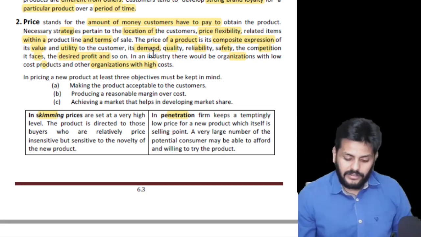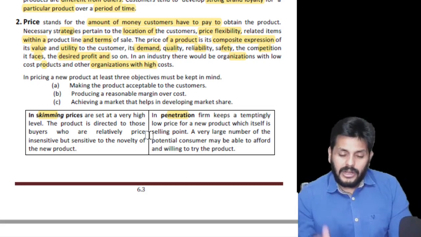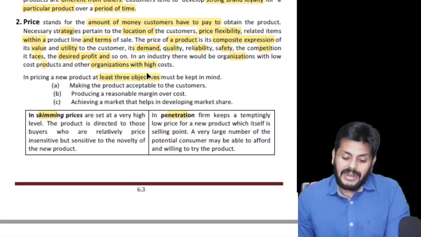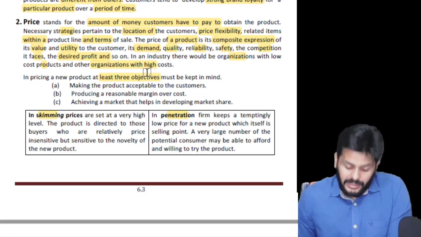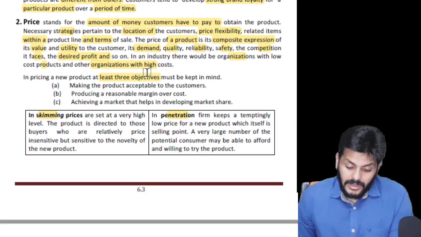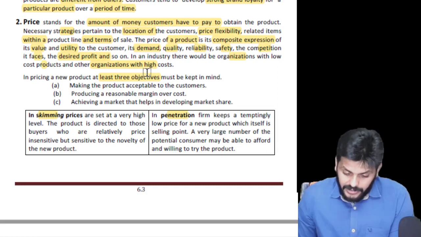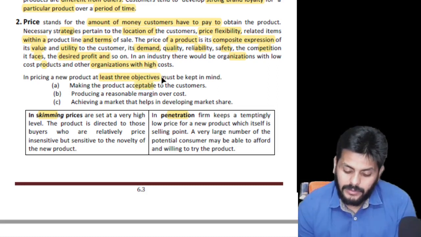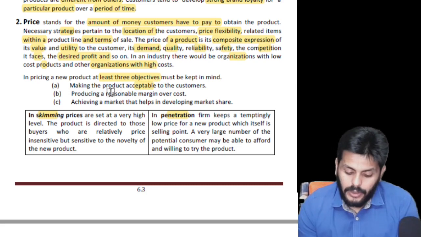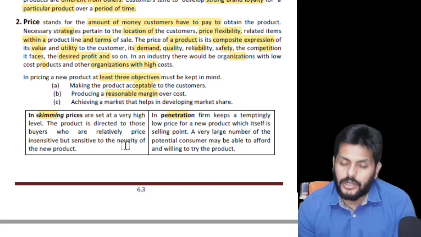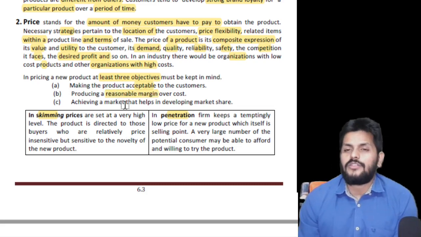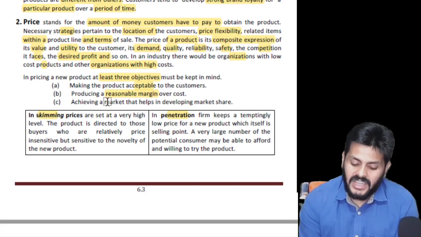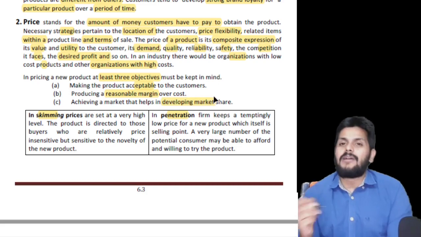Two simple strategies. In pricing a new product, you have to keep three things in mind. At least three objectives must be kept in mind. One, making the product acceptable to customers. Two, producing a reasonable margin over cost. Obviously, nobody is doing charity. Producing a reasonable margin over cost. And three, achieving a market that helps in developing a market share.